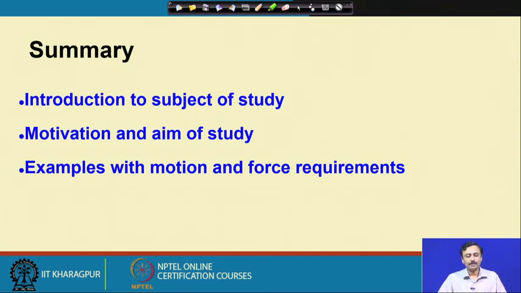So, finally, let me summarize what we have looked at. We have introduced the subject of the study. I have discussed the motivation why we should study, and I have also set the aim of our study with examples showing you what are the different motion and force requirements for these applications. So, with that I will close this lecture.